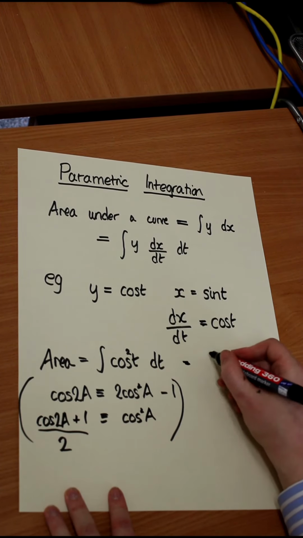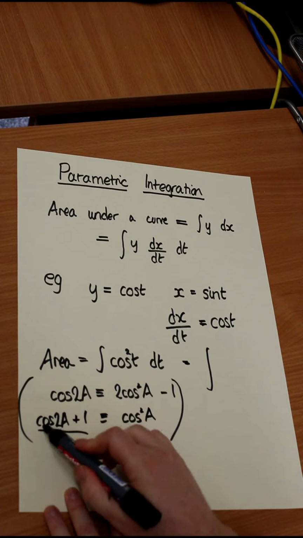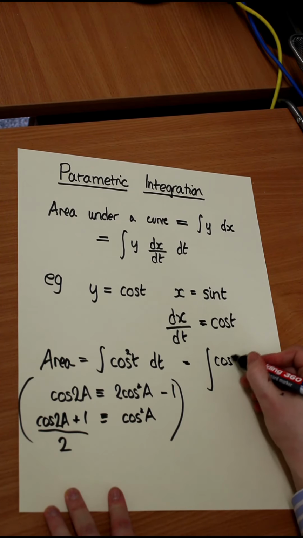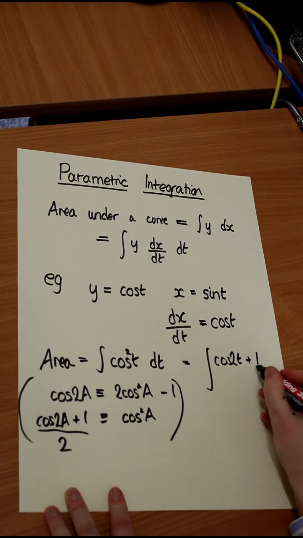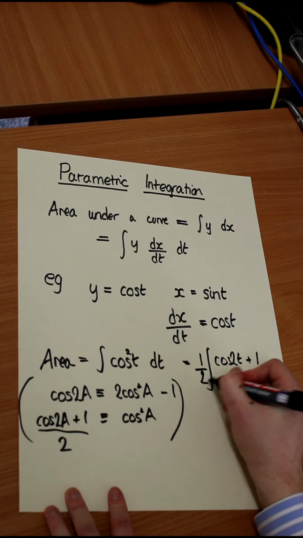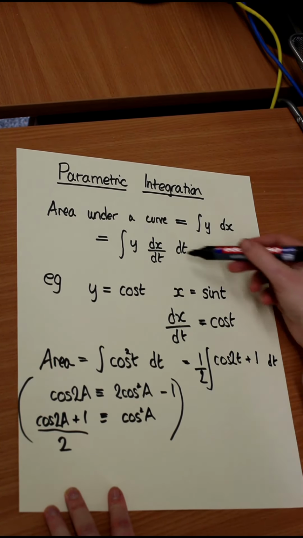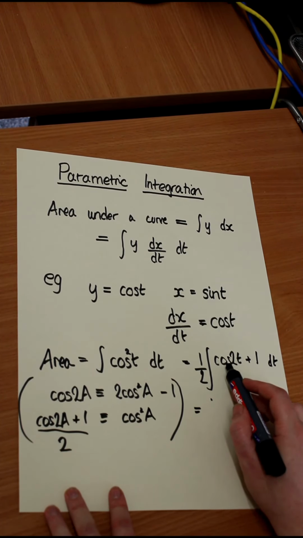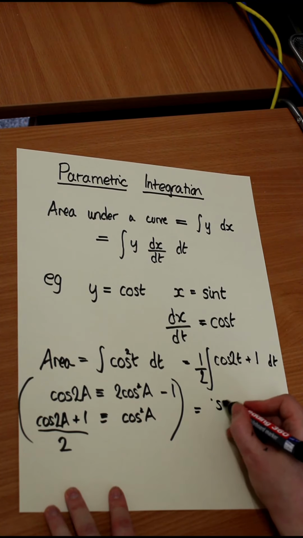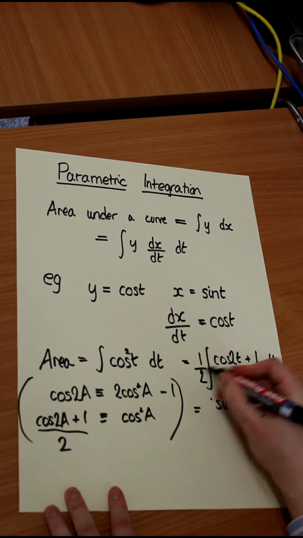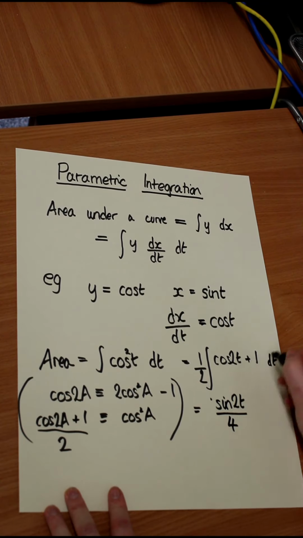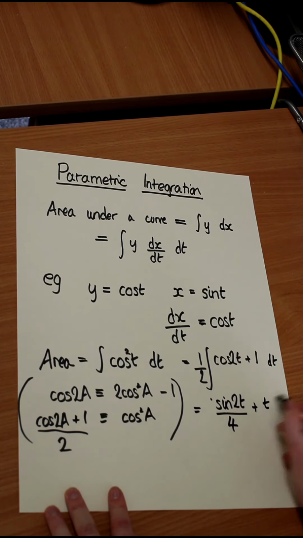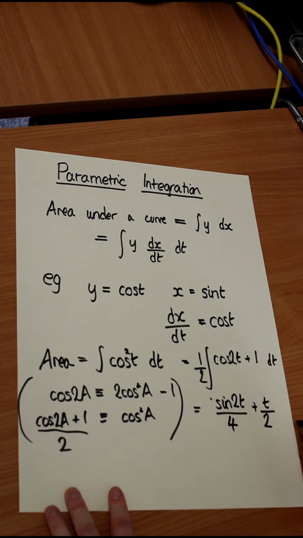So this area is the integral of cos 2t plus 1 over 2. I'm going to factorise out that half to make things slightly easier. And this is integrated with respect to t. So now it's just an integration. Cos integrates to sine. So sine 2t divided by 2. So that's divided by 4. 1 integrates to just x if it were integrated with respect to x. But it's t, and then divided by 2.